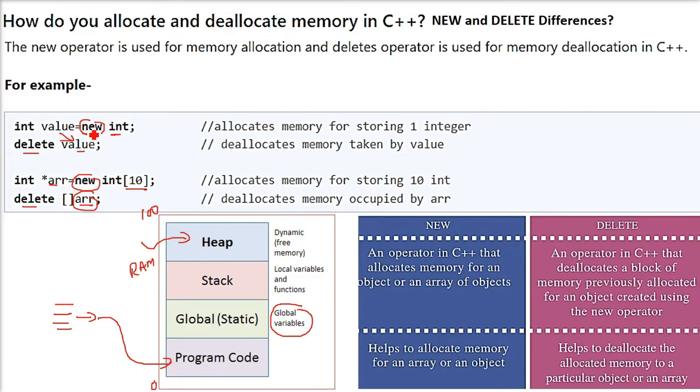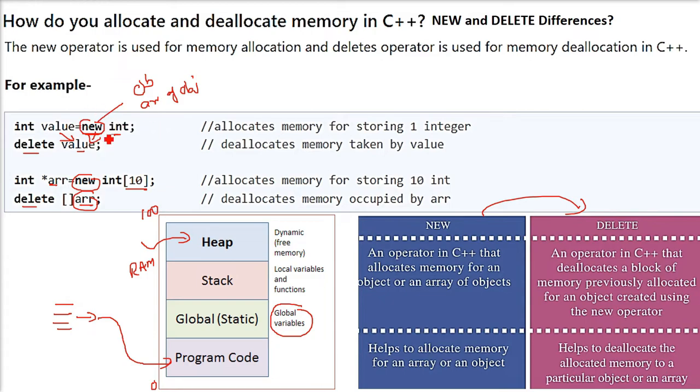The new operator is an operator in C++ that allocates memory for an object or an array of objects. You can do it for variables also. Just use the new operator for allocating memory. And what about delete? Delete is also an operator in C++ that deallocates a block of memory which was previously allocated for an object created using the new operator.